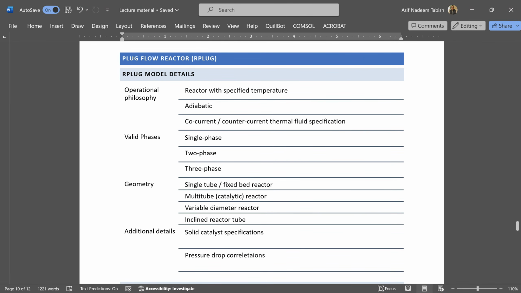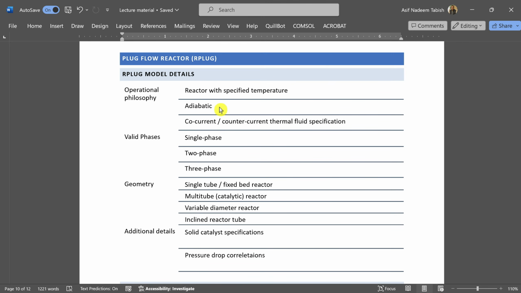Besides CSTR, let's see how to define the specifications of the plug flow reactor and simulate for the methanol synthesis reaction as kinetics are defined earlier. For the plug flow reactor, the reactor can be simulated with a fixed operating temperature, or it can be simulated as adiabatic reactor, or other utility streams can be attached to the reactor, and the utility flow on co-current or counter-current flow scheme can be simulated.